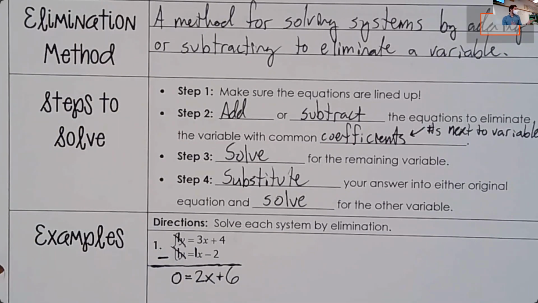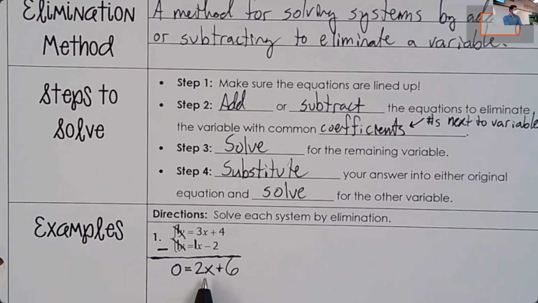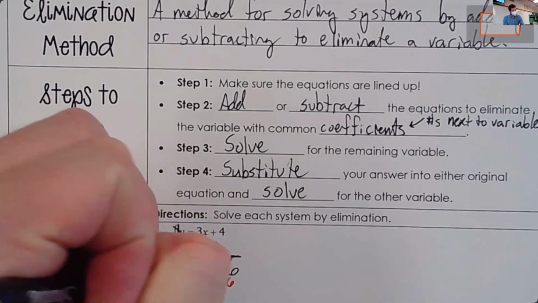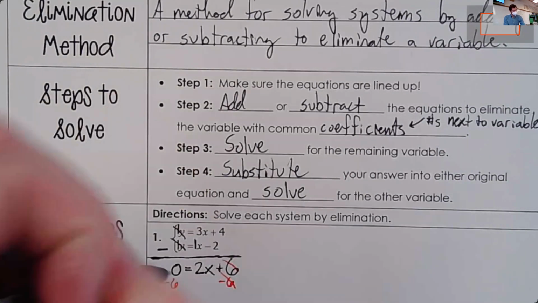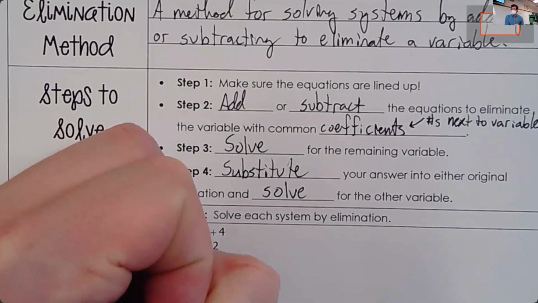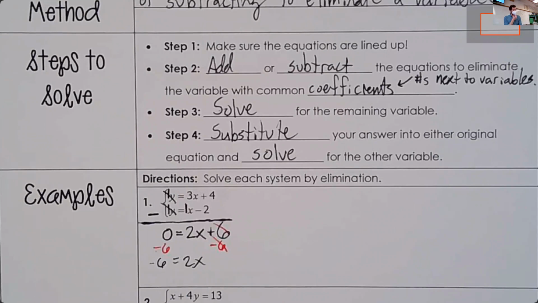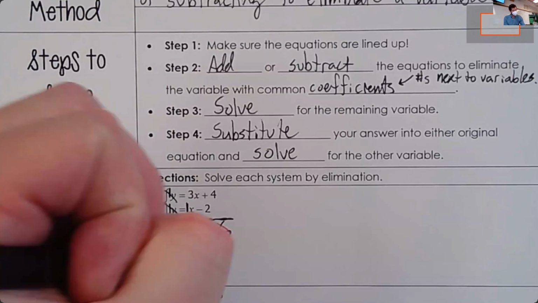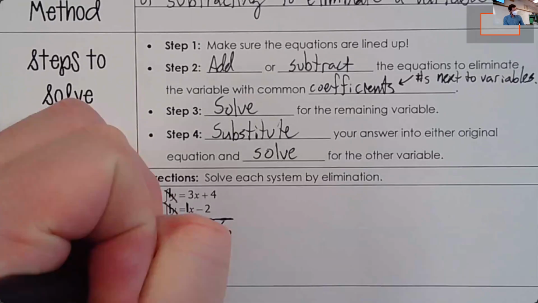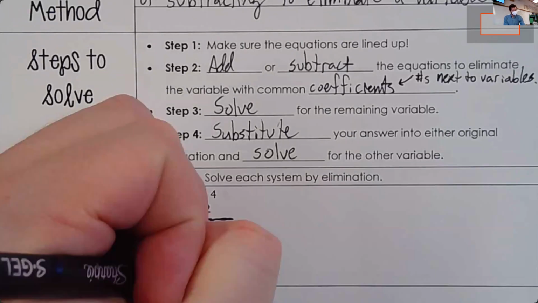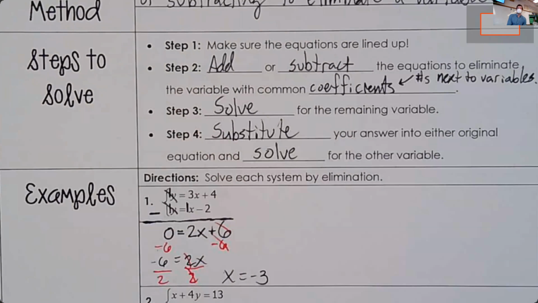This achieves the same purpose as substitution. It gets rid of one of our variables and allows us to solve for the one that's left. To solve for x now, we have to get the 6 away from the side that the x is on. So we're going to subtract 6 from both sides. 0 minus 6 is negative 6, and that equals 2x. We have one last thing to do. We have to divide by 2 to get the x by itself. So divide by 2 on both sides. Negative 6 divided by 2 means that x is equal to negative 3.